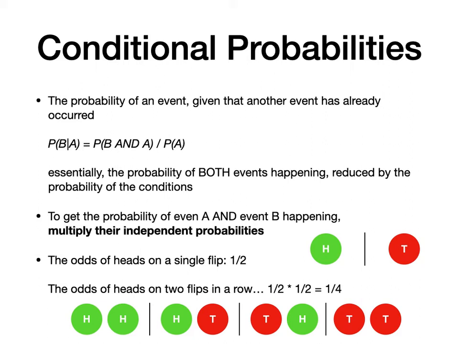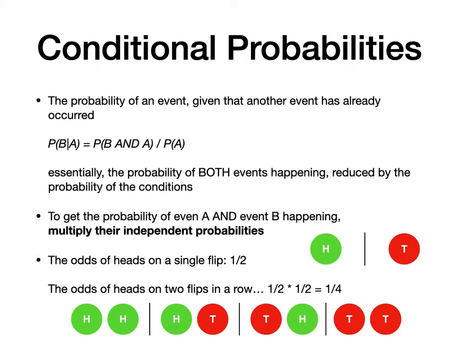You would write it like this: probability of B given A. That's what that pipe, that vertical bar, means. In a lot of places that means or, here it means given. So the probability of B and A divided by just the probability of A. Essentially, we take the probability of both events happening reduced by the probability of the conditional situation, because we know that's already happened. To get the probability of two events happening together, you will multiply their independent probabilities.